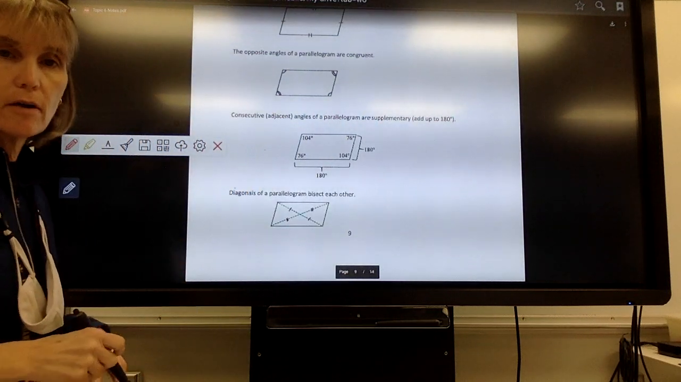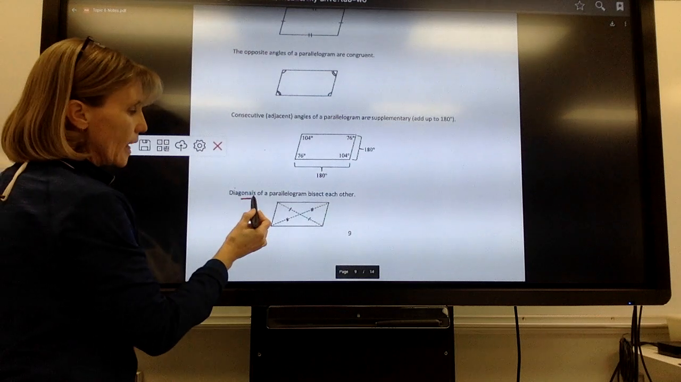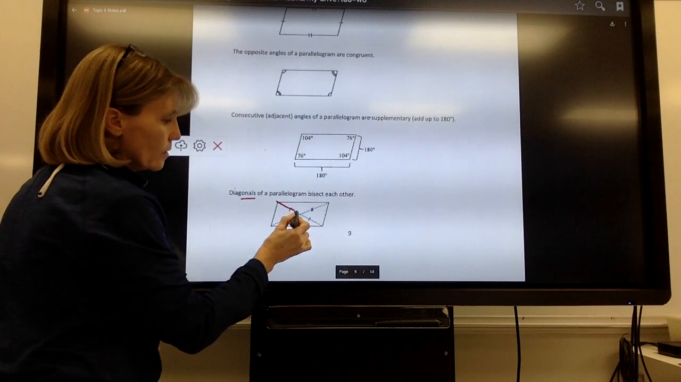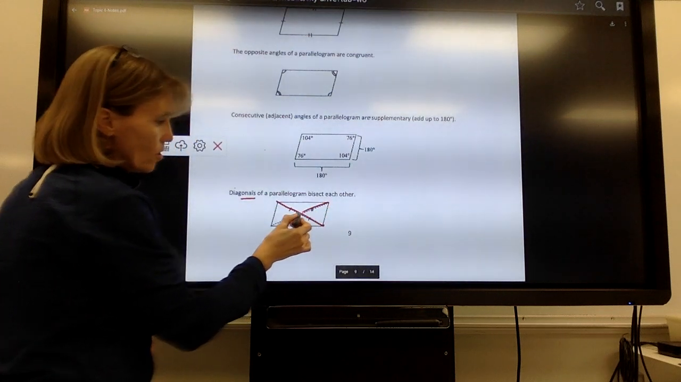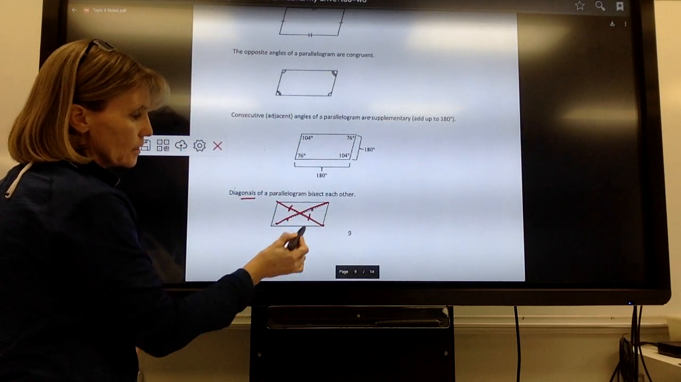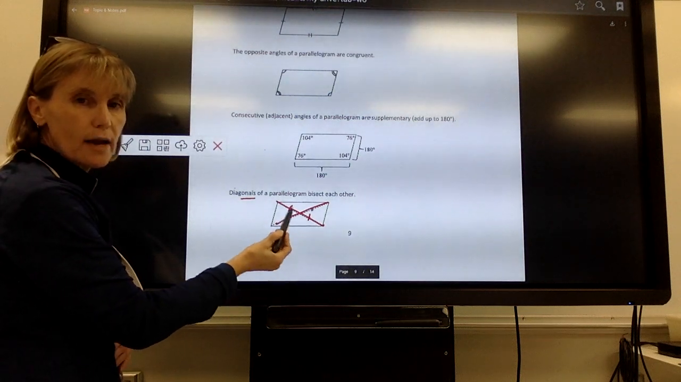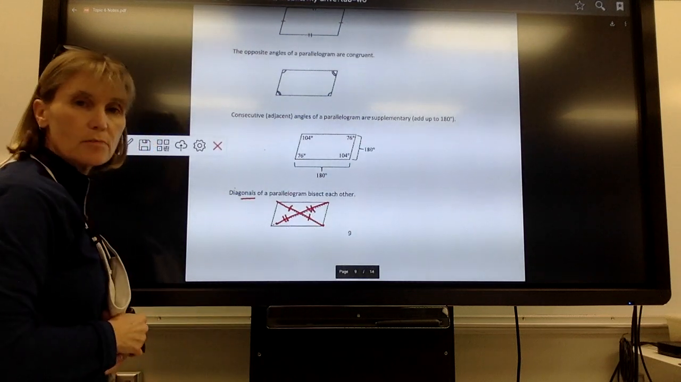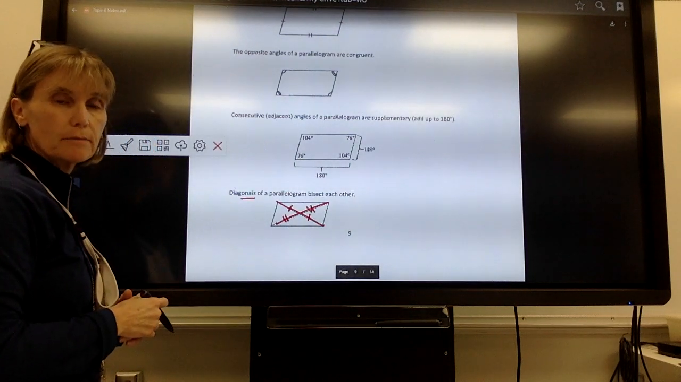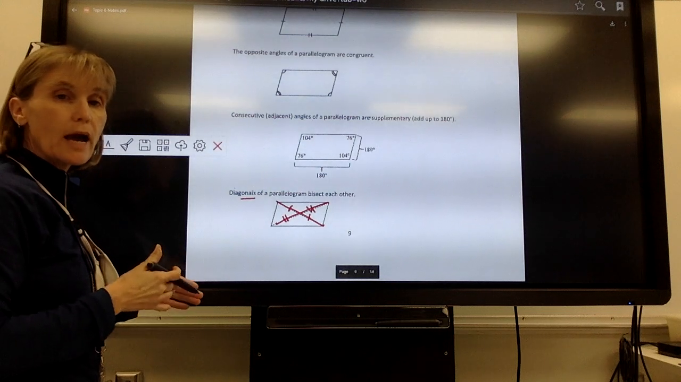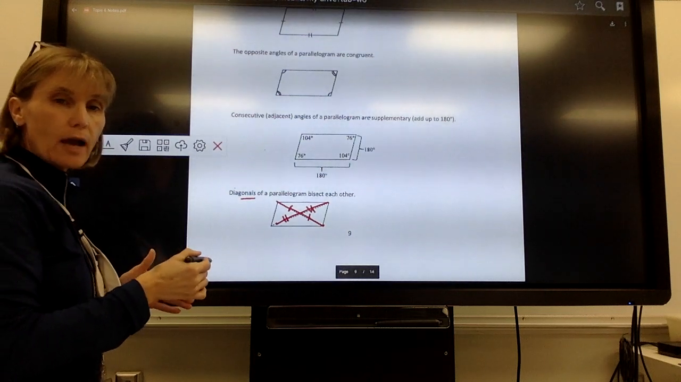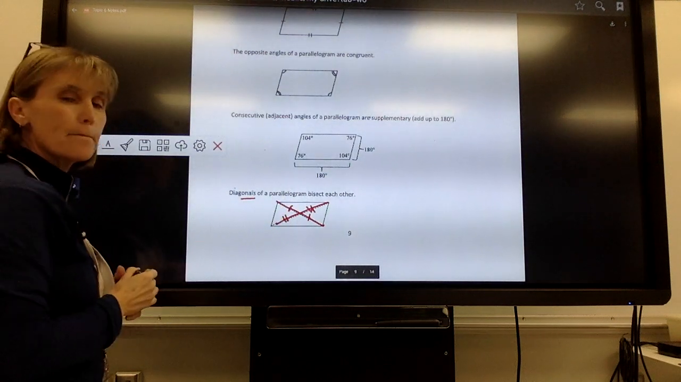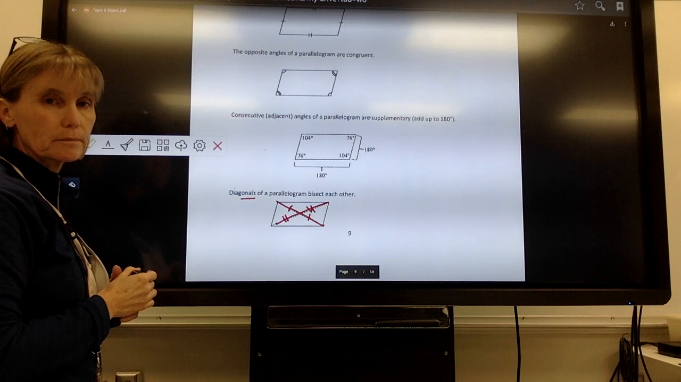Okay, and then the last property that we have of parallelograms, it says diagonals of a parallelogram bisect each other. So when I draw my diagonals in, okay, they are going to bisect, meaning this diagonal is cut in half. We have the same distance on both sides of the intersection point, and this diagonal is bisected. Both of them get bisected. Okay, remember, if you think back to the kite, when we drew the diagonals in for the kite, only one diagonal was bisected. In this case, for a parallelogram, both diagonals are bisected.